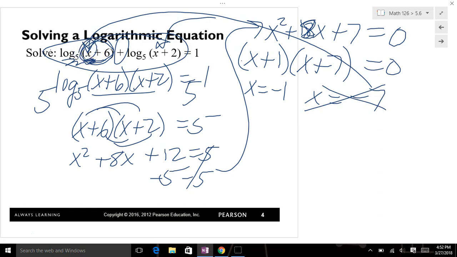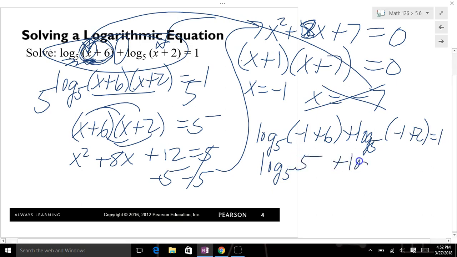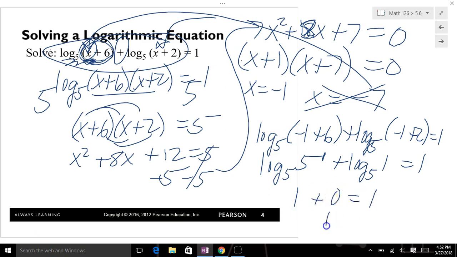Throw the negative 1 in, on the other hand. Here, negative 1 plus 6 is 5. Log base 5 of 5 here. Over here I got log base 5 of negative 1 plus 2, which is 1. Well, log base 5 of 5 to the 1, they don't show the 1 right there, is 1. And log base 5 of 1 is 0. And 1 plus 0 is 1. So that works. x equals negative 1 does satisfy the original, whereas negative 7 did not and was not a solution.